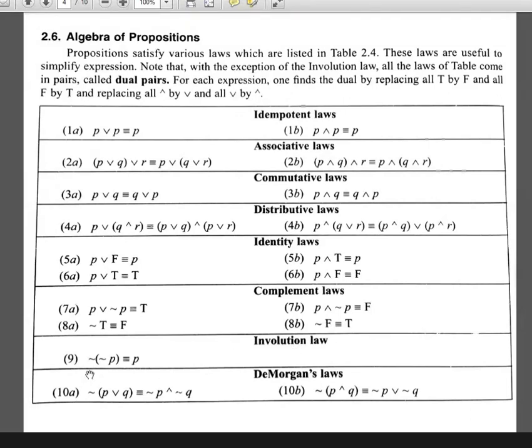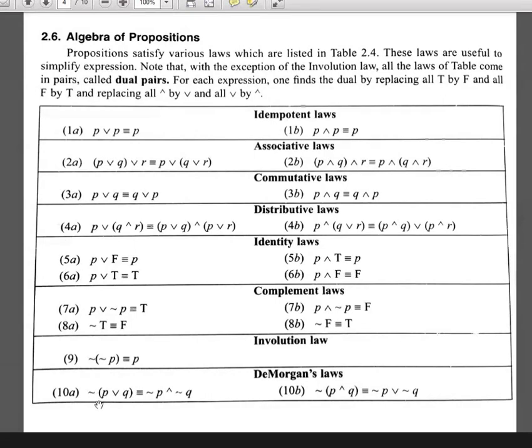Involution: negation of negation P makes P. It is like the transpose of a transpose matrix. If M is a matrix, then the transpose of its transpose equals M. So this is the involution law. And this is De Morgan's law.